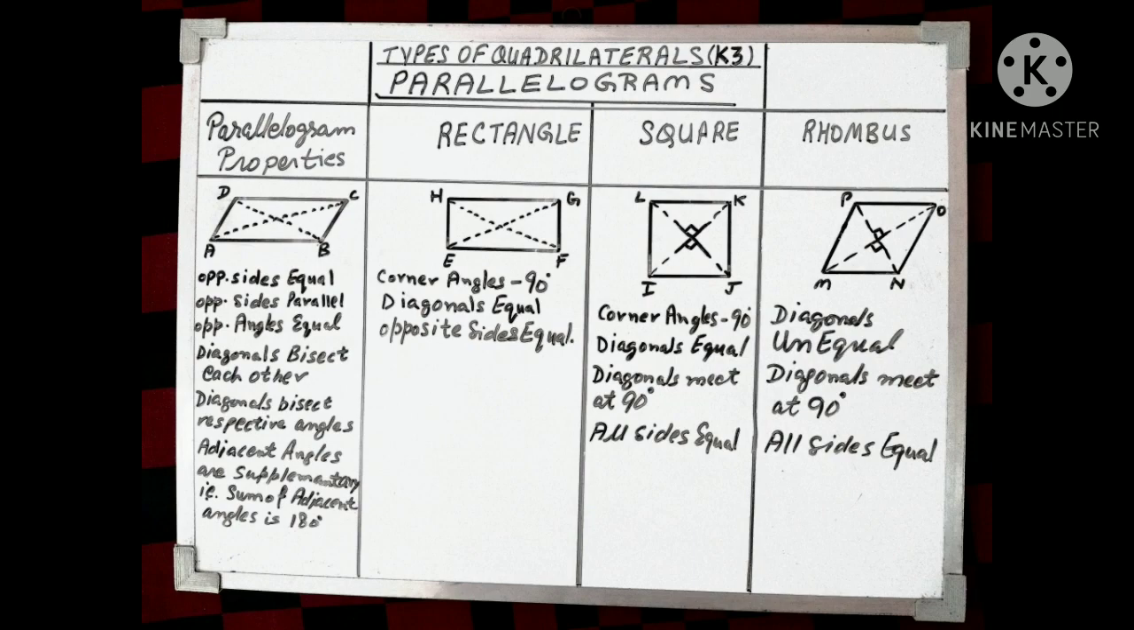So for the square, the corner angles are equal to 90 degrees. Diagonals are equal. Diagonals meet at 90 degrees. And all the four sides are equal. Whereas in the rectangle we had opposite sides equal, right? Now let us move on to the third figure, the rhombus.